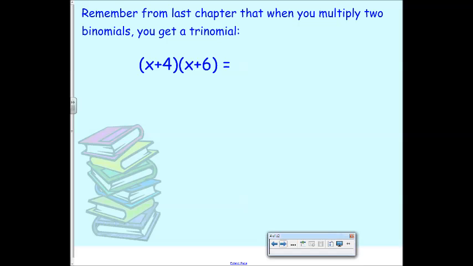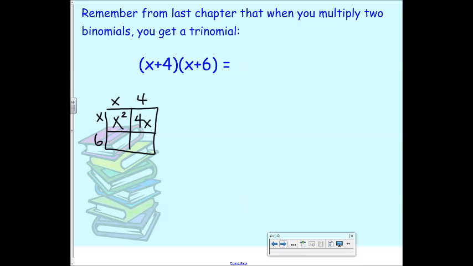Okay, so let's remember, how do we do this? We could do the box, or you can just distribute, right? Either one is fine. So we'll set up a box here. And what would that give us? What would be in this box? And in this box? And this box? And this box. So then the answer would ultimately be what?